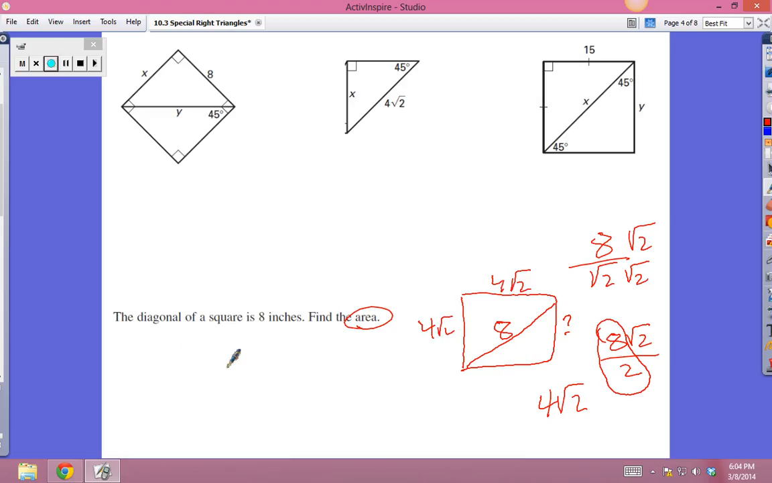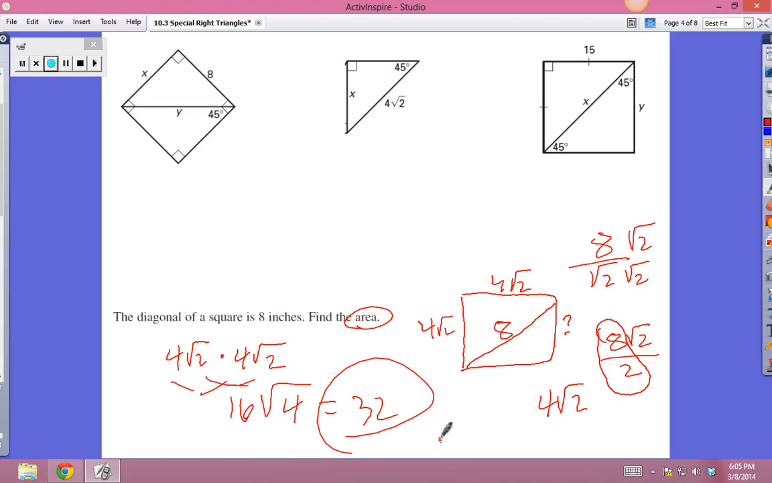The area is going to be 4 square roots of 2 times 4 square roots of 2. So it's going to be 16. And the square root of 2 times square root of 2 is going to give you square root of 4. Square root of 4 is 2, and 2 times 16 is 32. So the area is going to be 32 inches squared.